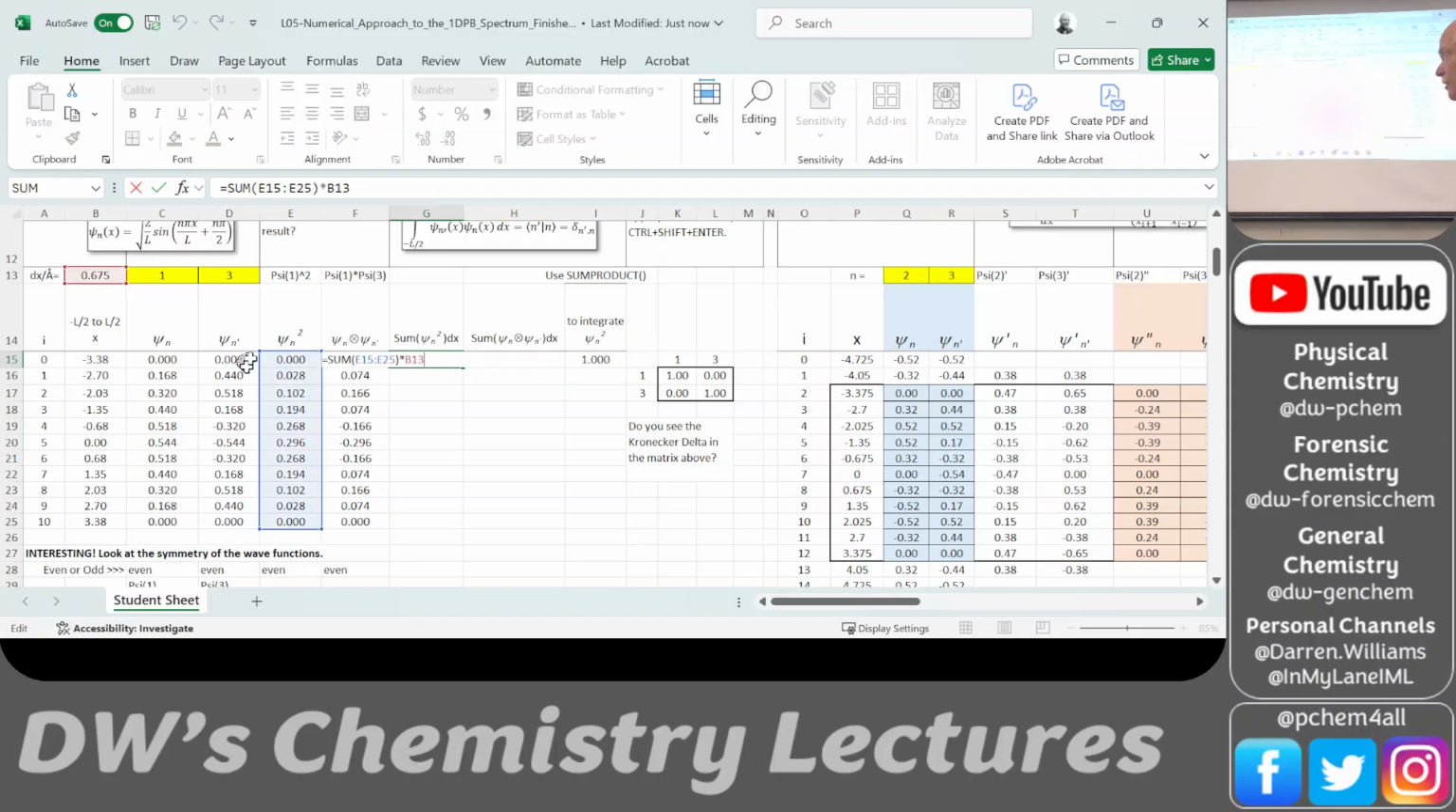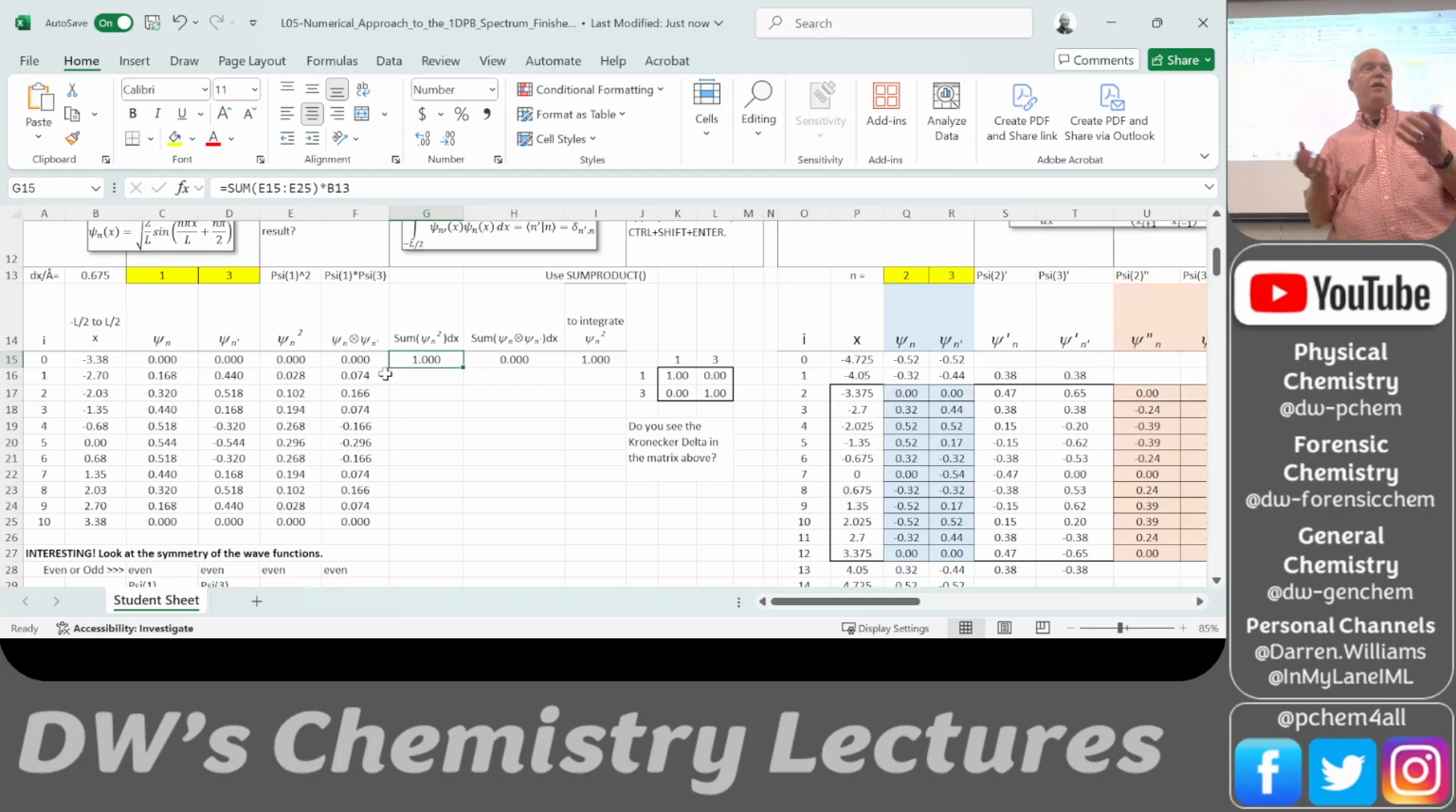What about this one? This is the sum of the wave function squared. That's just this wave function squared. Sum that, it's equal to 1. That's the normalization piece. So instead of doing all that calculus that we did last time, Excel will do it for us. Square the wave function, add it together, times dx, that's the integral. We end up with 1 if it's a wave function times itself. If it's a wave function times any other wave function, like this column, you add it up, it's 0.